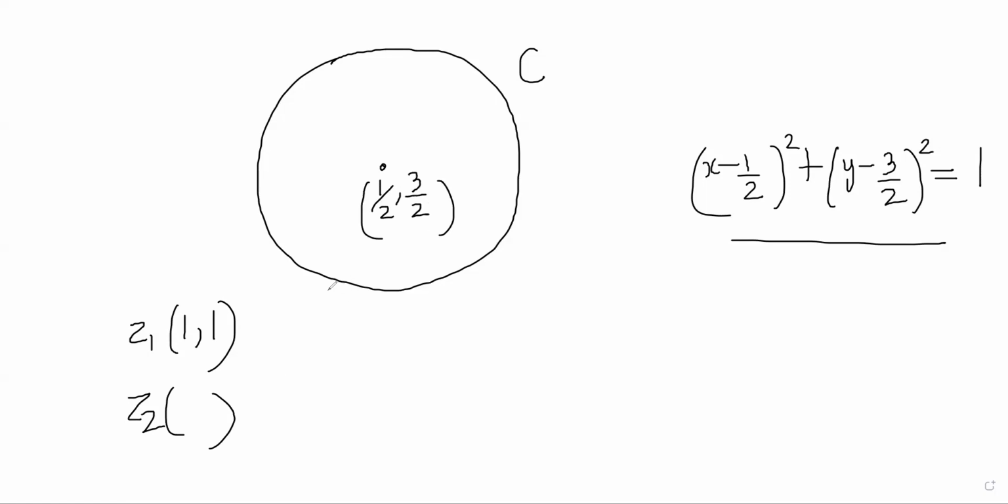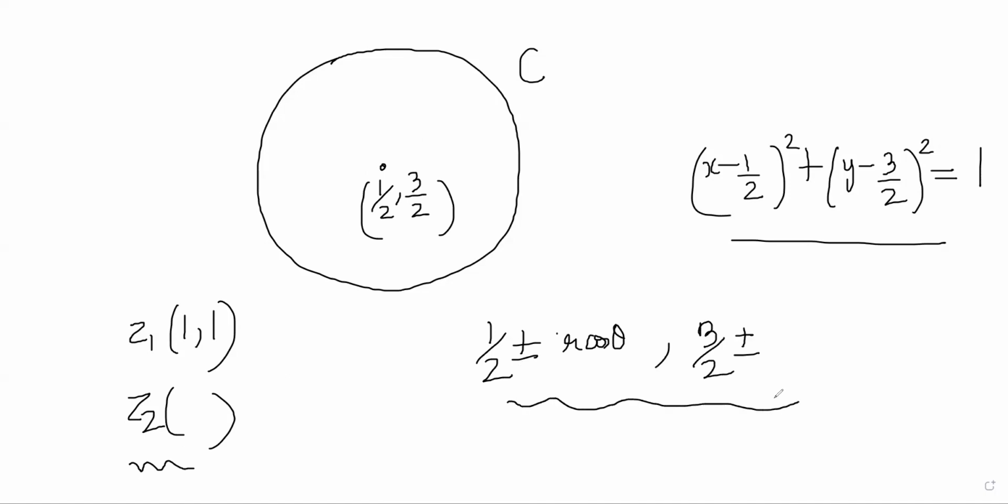So the angle is 3 pi by 4 then. So you can say that Z2 is half plus or minus R cos theta and so on, right? You can do it by the parametric method also, that's also fine. But you should get two possible points for Z2, right? When you check both the points, then you will see which one is the smaller one.